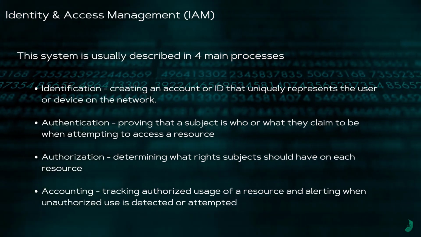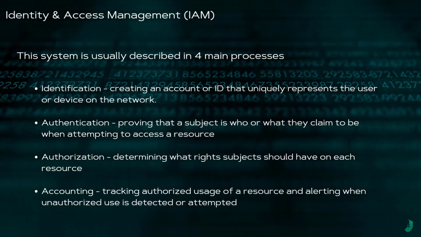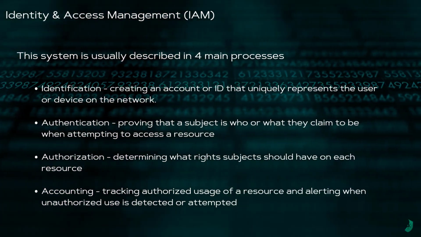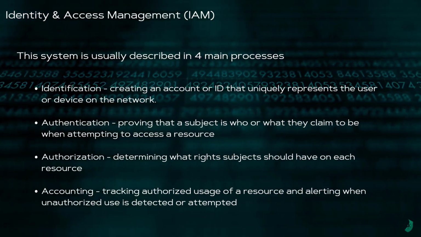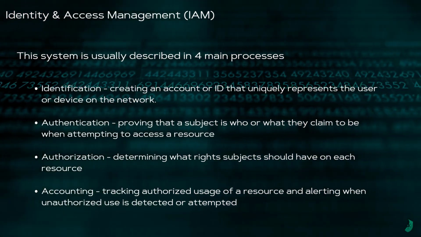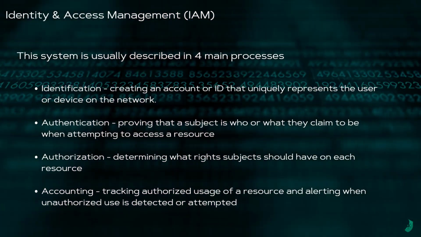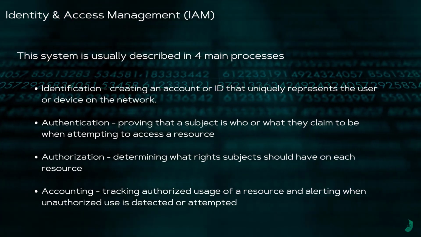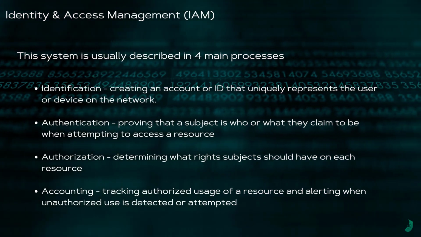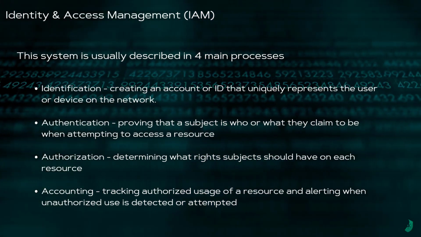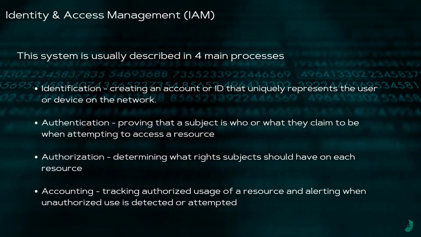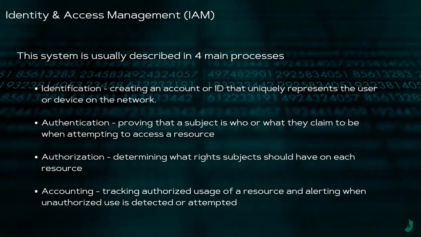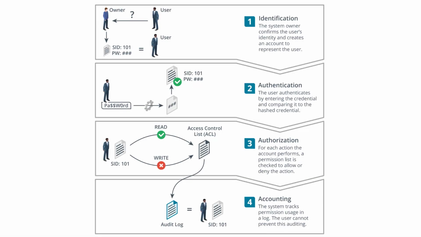The very first process involves identification, where the user will have to create an account or ID that will uniquely represent the user or device on the network. Then comes authentication, where the subject will have to prove that they are who they claim to be when attempting to access a resource. Then authorization, where the rights the subjects have on each resource will be determined. And finally, accounting, which is tracking authorized usage of a resource and alerting when unauthorized use is detected or attempted. This is basically an image describing the entire process.